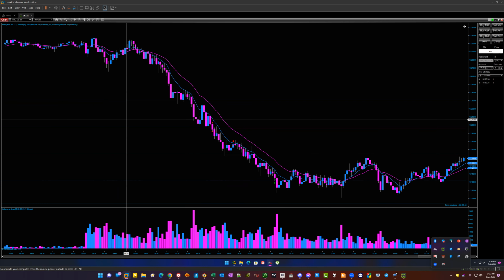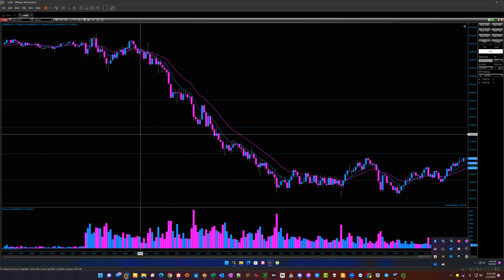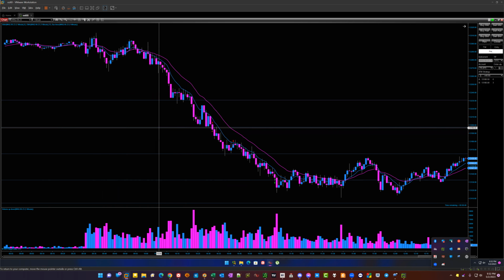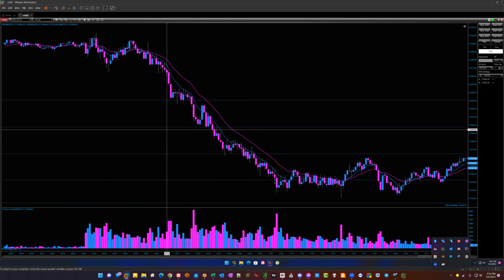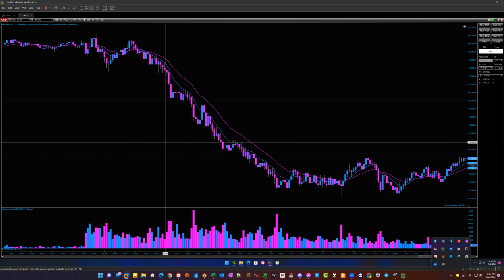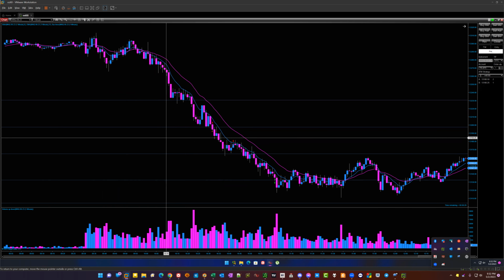Since it's kind of hard for me to zoom in, zoom out, and the virtual machine is kind of jumping around, let me just explain why I drew the lines where I'm at first, and then we'll look at the 5 minute a little afterward.